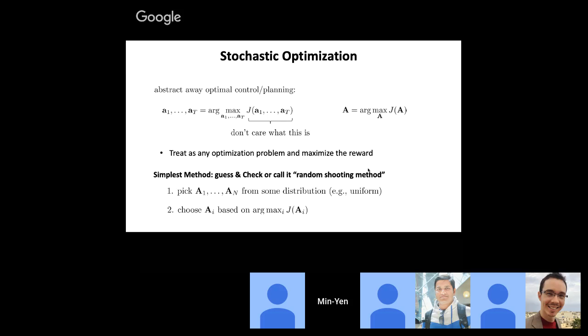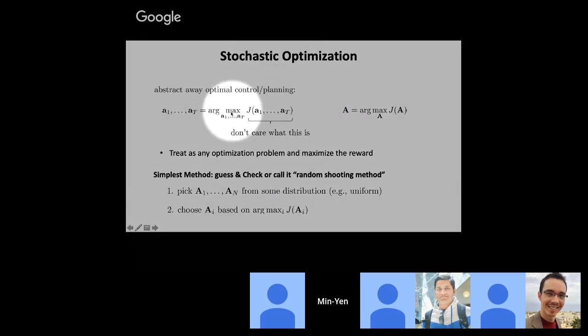So she's saying that we don't really care what is inside here. We abstract away the optimal control and planning, and whatever meaning we have been talking about, we just forget about it and treat it as a normal optimization, and we just optimize this to get the maximum reward. Now he actually said that one of the simplest ways is to guess and check, or we call it the random shooting method, because guess and check doesn't sound cool, right? I mean, you can call it the random shooting method.